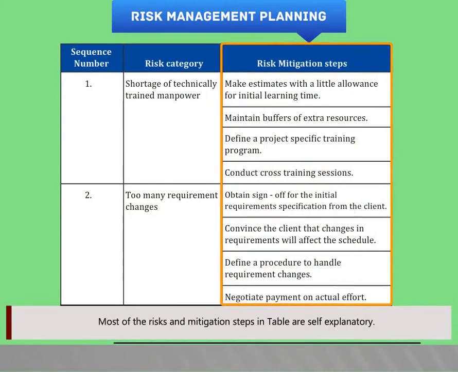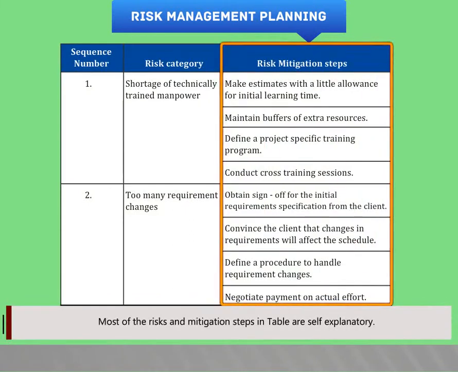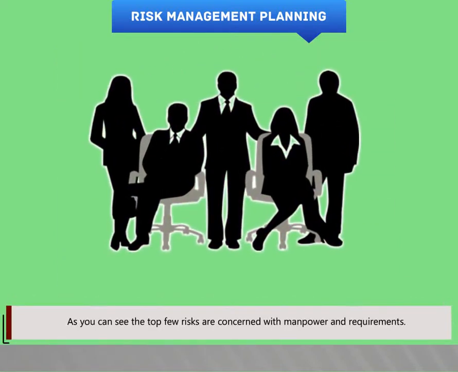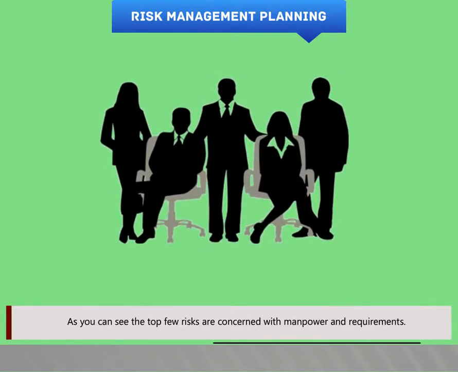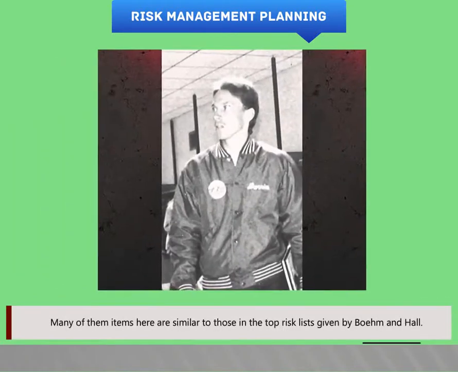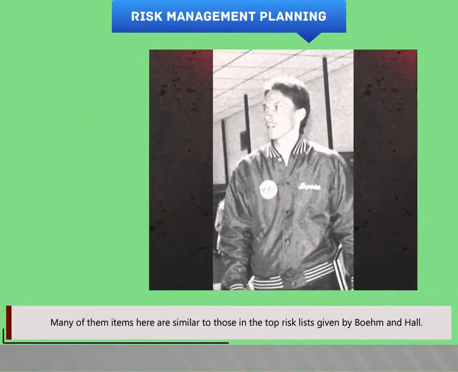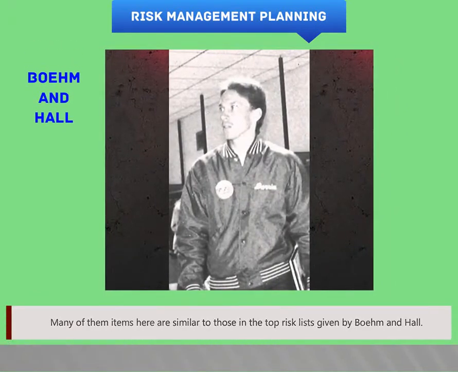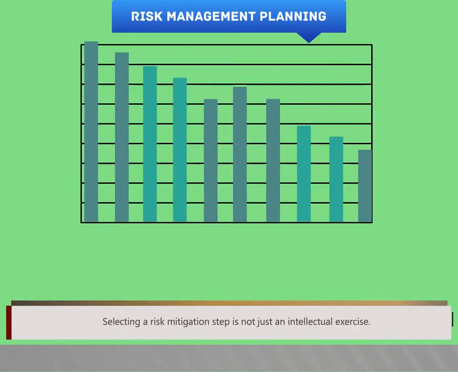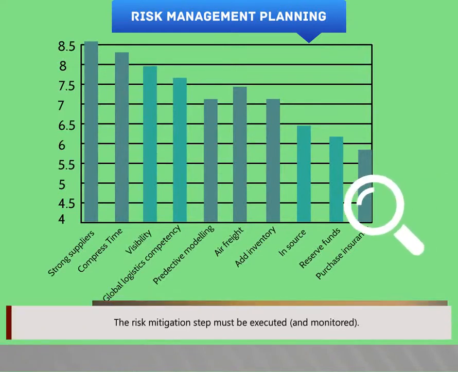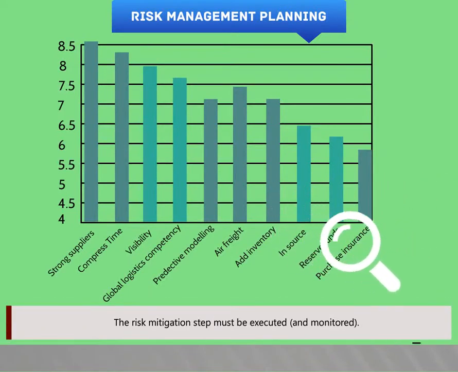Most of the risks and mitigation steps in Table 3 are self-explanatory. As you can see, the top few risks are concerned with manpower and requirements. Many of the items here are similar to those in the top risk list given by Boehm. Selecting a risk mitigation step is not just an intellectual exercise. The risk mitigation step must be executed and monitored.